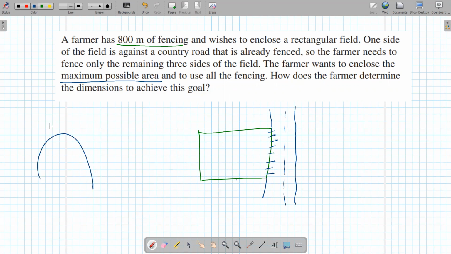Because at the maximum area, what do we know? The slope is going to be 0, right? And maximum area just means a maximum point. We know for a fact the slope is going to be 0. So let's use something to model this. I'm going to let this side be, I don't know, like length. They're equal, right? And let's say this is the width. What is the perimeter of this field as it is?